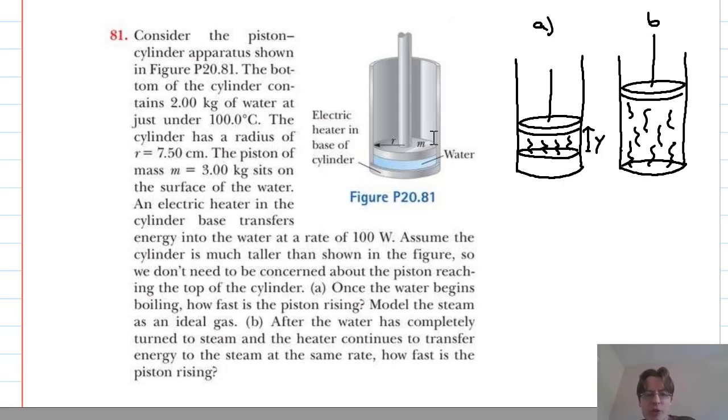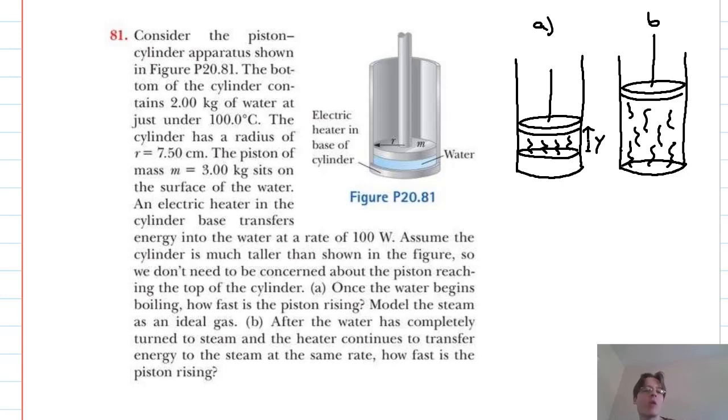Here we've got a piston which has a heater in the base. The heater boils water and the steam pushes the piston upwards. How can we figure out how fast the piston is rising? Now, there are two stages to the problem. In the first stage, there's still some water left, and we want to figure out how fast it's rising then, when there's water that's present. Then in the second stage, what about when all the water is boiled away and it's all just steam inside the container?